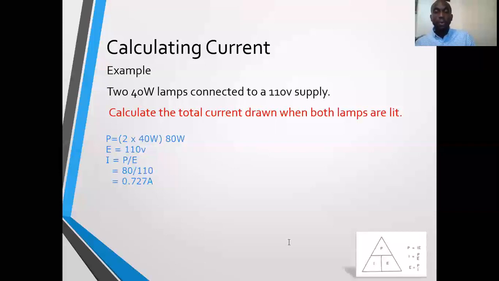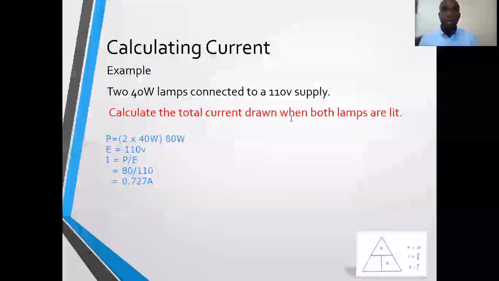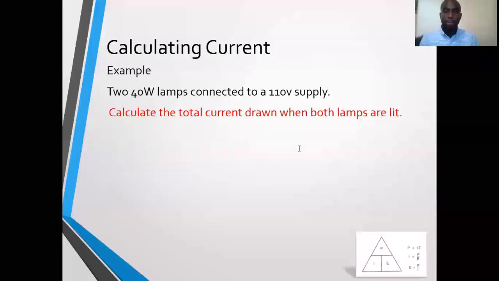If we have two 40-watt lamps connected to a 110 volt supply, the amount of current dissipated when both lamps are lit would be 0.727 amperes. What if I wanted to know how much current is dissipated when only one lamp is lit? For that, that's a simple challenge for you to do. But all I would do is take away one of the lamps and leave it at 40 watts. The voltage would not change, so it would be 40 watts divided by 110, and that would give you whatever value that is. So you can work that out for yourself. So now you're more equipped. We can move on.